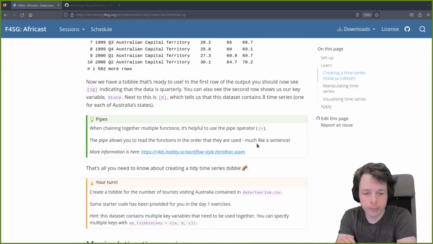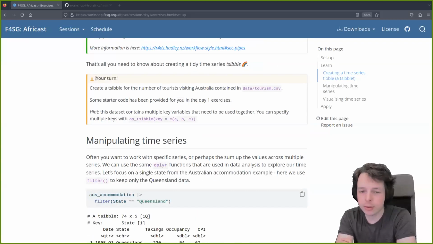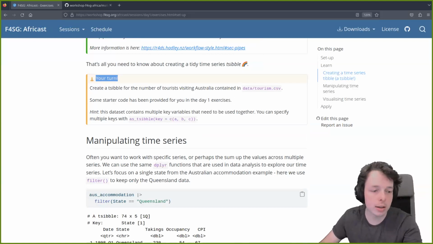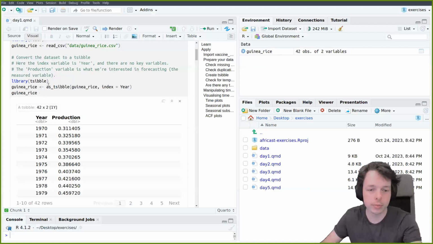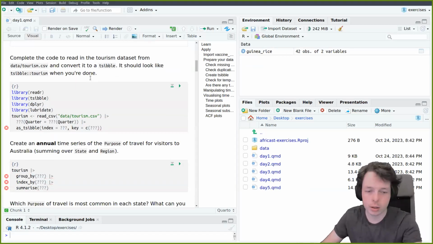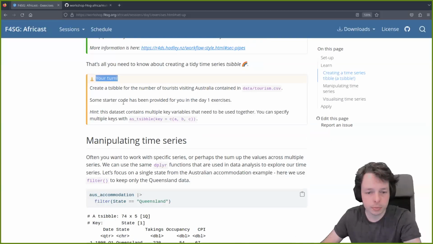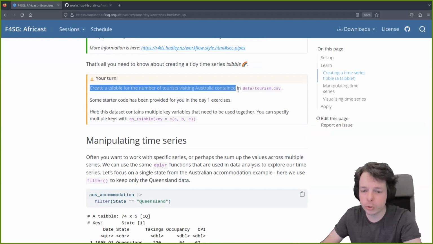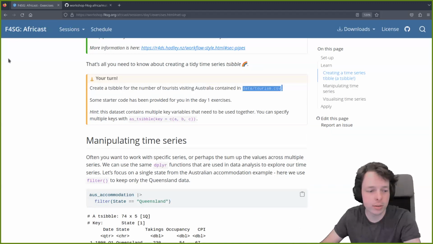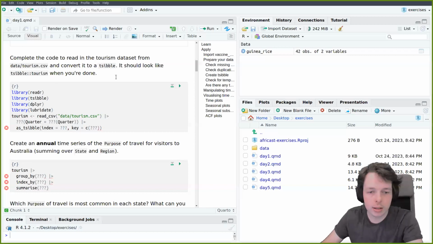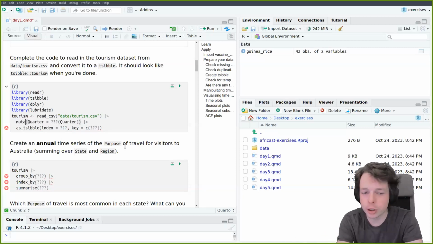And importantly, there will be some sections of the output that say "your turn". You'll have a little instruction and code. And when you come across these your turn sections, this is where we have some code in the exercises project for you to complete. So the your turn section said create a tsibble for the number of tourists visiting Australia from the tourism.csv dataset. And in the project, we have the same instruction and some code to get you started. So you replace the question marks with the appropriate function that you need to use.